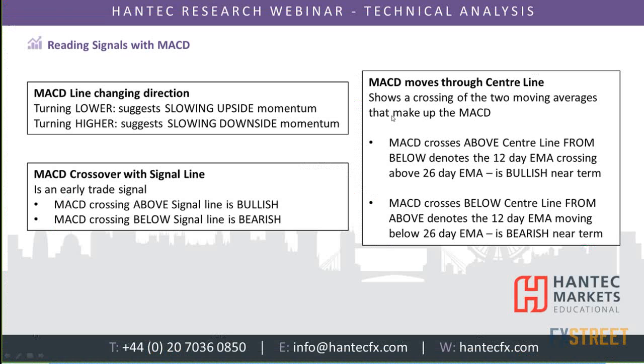But as I said, you get your moves through the centre line, which would suggest, for example, if you're moving from negative, below the centre line, to above the centre line, that would suggest positive momentum. Momentum is building because the near-term moving average is pulling away from the longer-term moving average, and that is something that you want to be in.